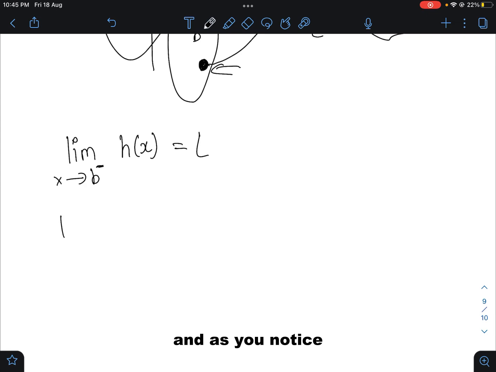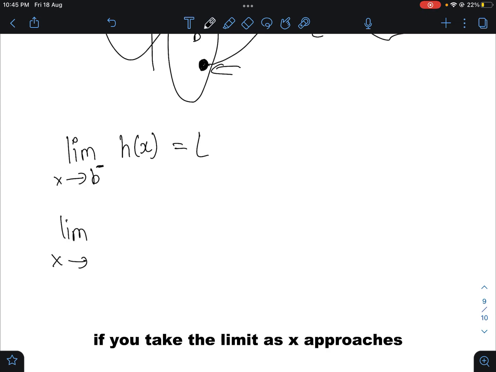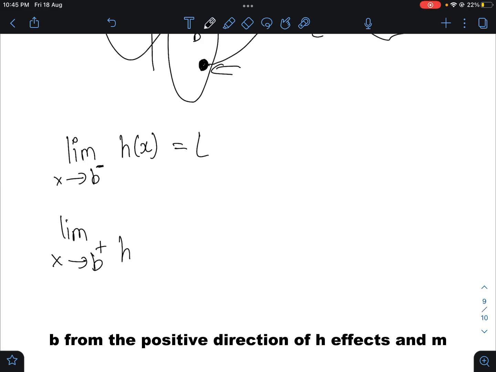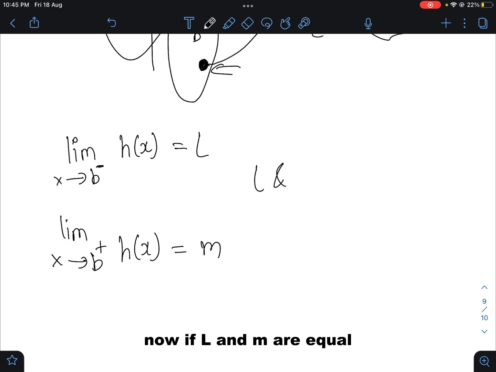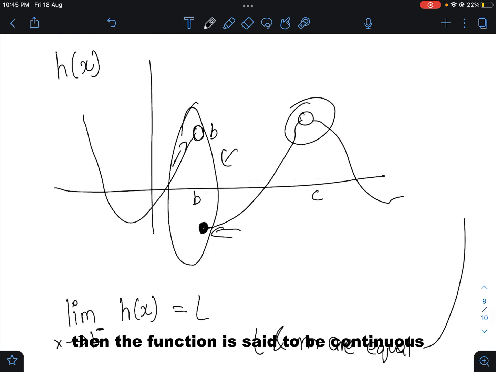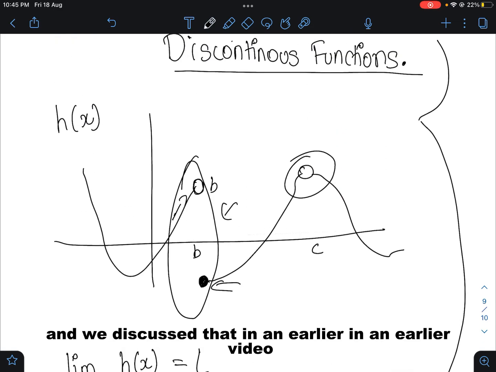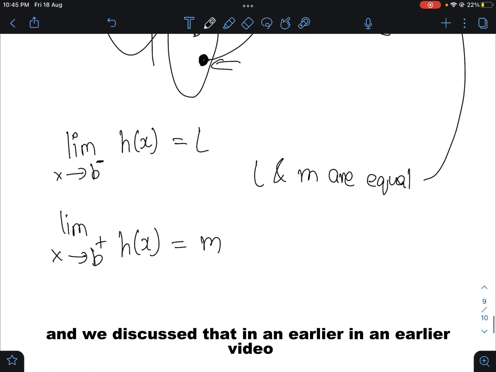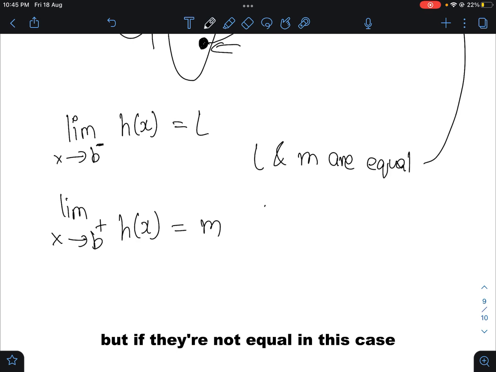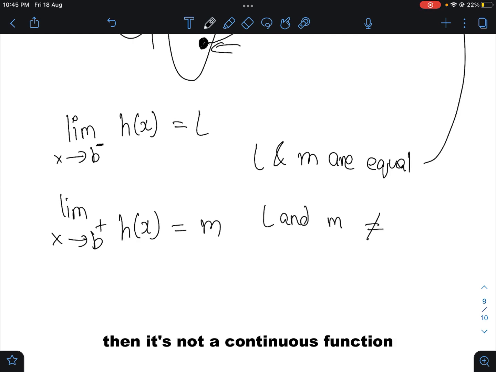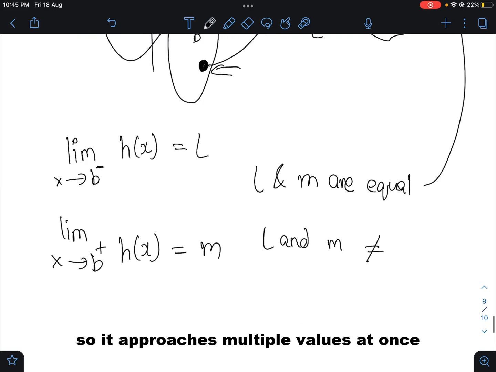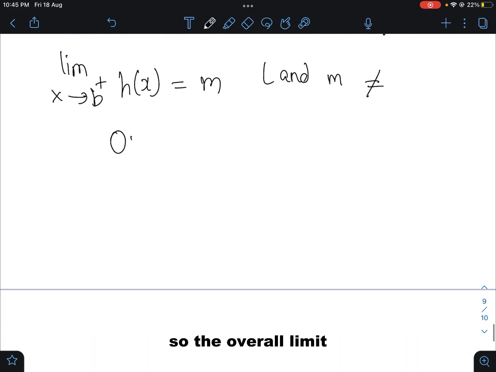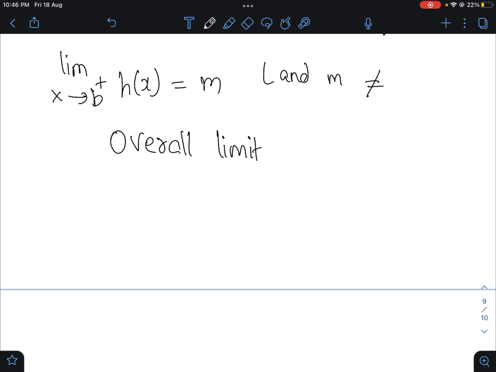And as you notice, if you take the limit as x approaches B from the positive direction of h of x, we get m. Now if L and m are equal, then the function is said to be continuous, and we discussed that in an earlier video. But if they're not equal, then it's not a continuous function, it's a discontinuous function. So it approaches multiple values at once, so the overall limit at the point doesn't exist.